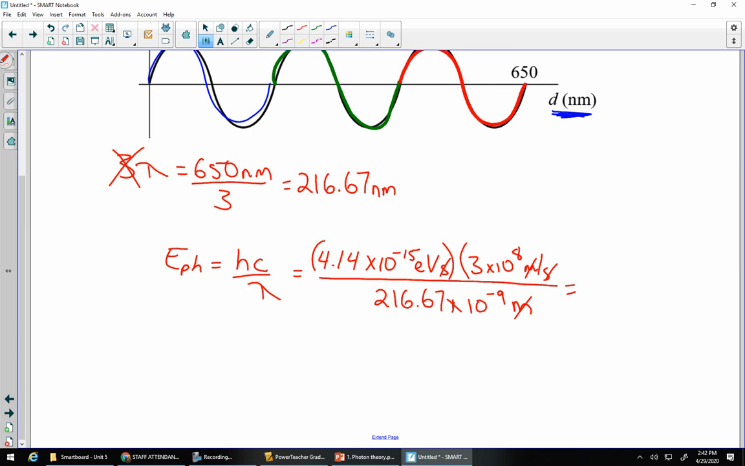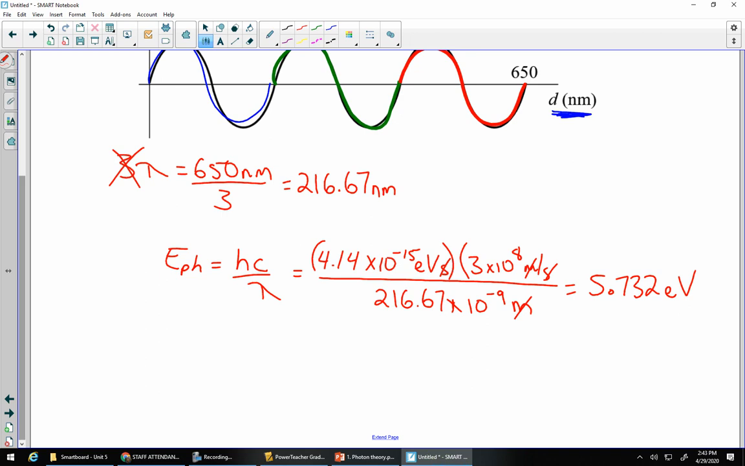Alrighty, so if you ended up with 5.732 electron volts, I think you are spot on. Perfect. Exactly what we're looking for. Does that answer our question, though? Not really, because that's the energy for one single photon. We want the energy for 71 of those photons.